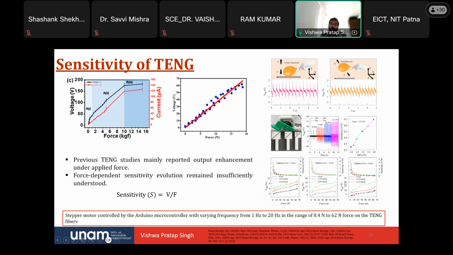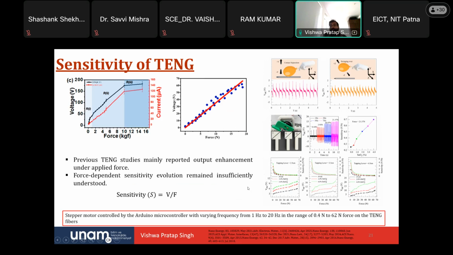Like you can apply a very high force. Will it still sense that, or will it collapse? So what we did, we used three different sizes of tapers to change the surface area, and this stepper motor is used because it can vary the force. You can change the force according to the frequency. With this force application, we came to know that this plot is definitely linear in case of voltage and force, but it's not linear in case of sensitivity and force.